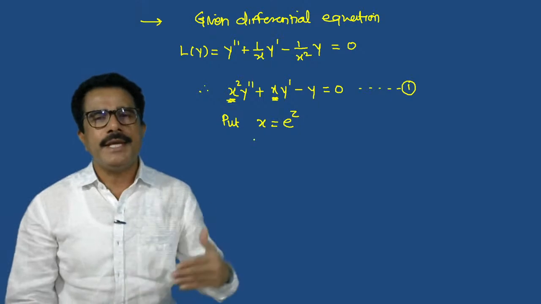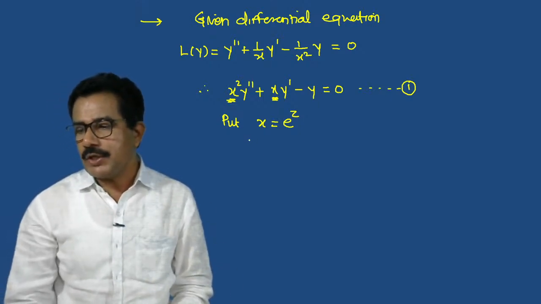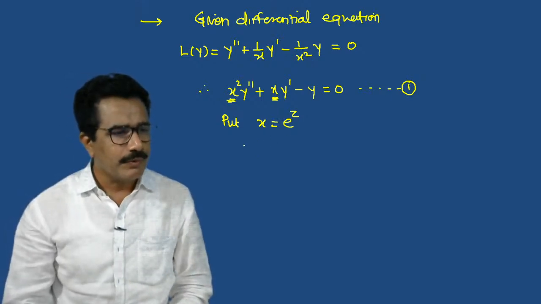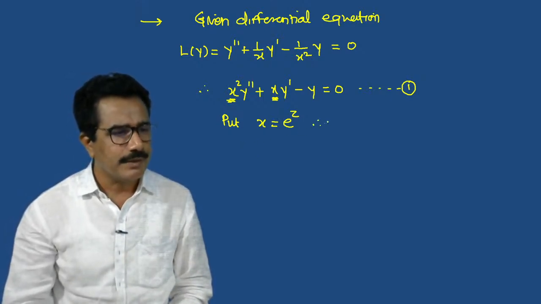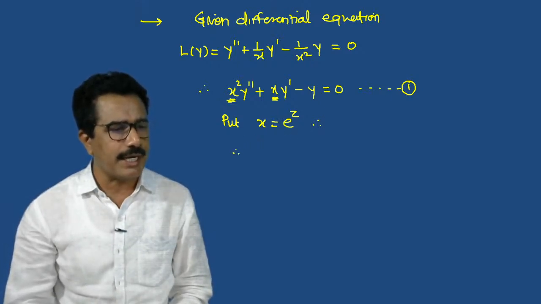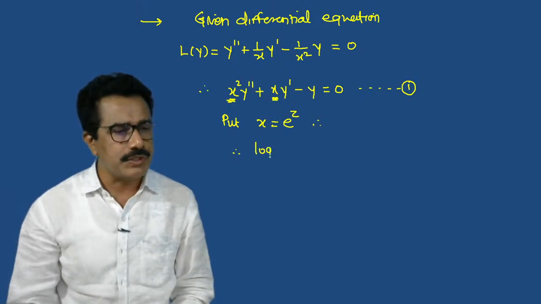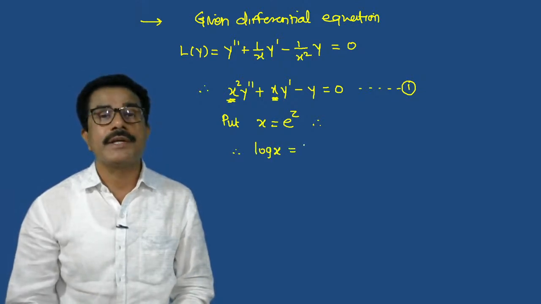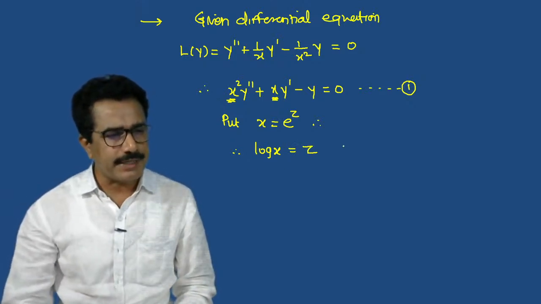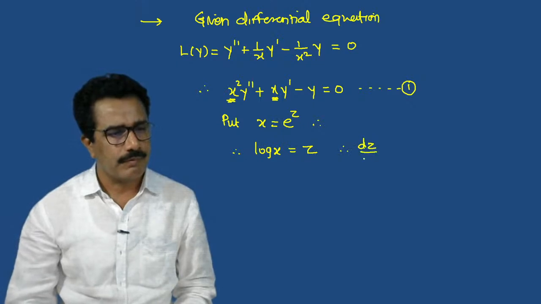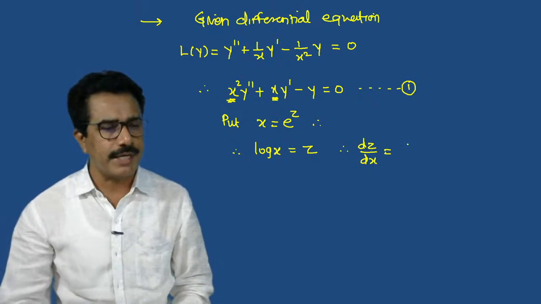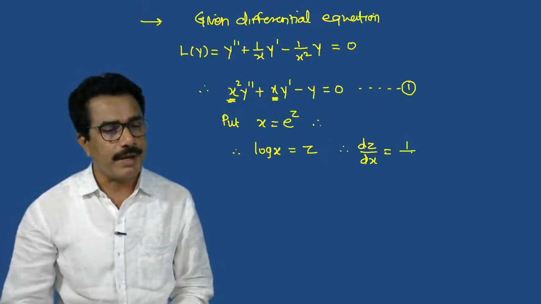This problem is very important from the examination point of view, so I am taking it in detail. Now we can write x is equal to e raised to z, so we can write log x is equal to log e to the power z, meaning we can write z. So dz by dx equals to, what is the derivative of log x? Students, tell me, what is the derivative of log x? dz by dx means 1 by x.